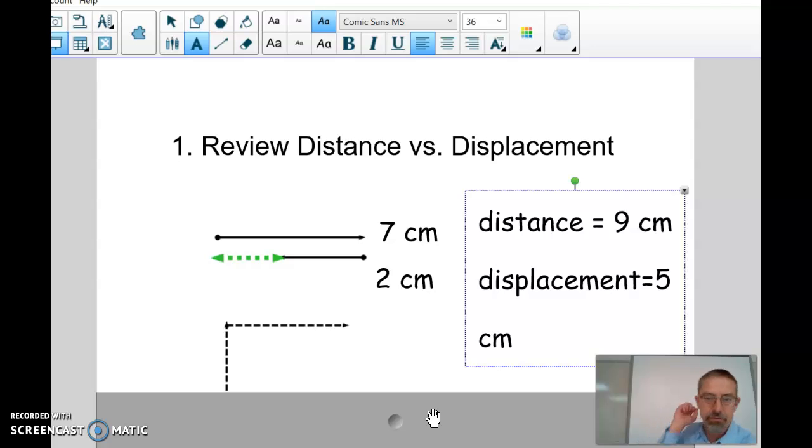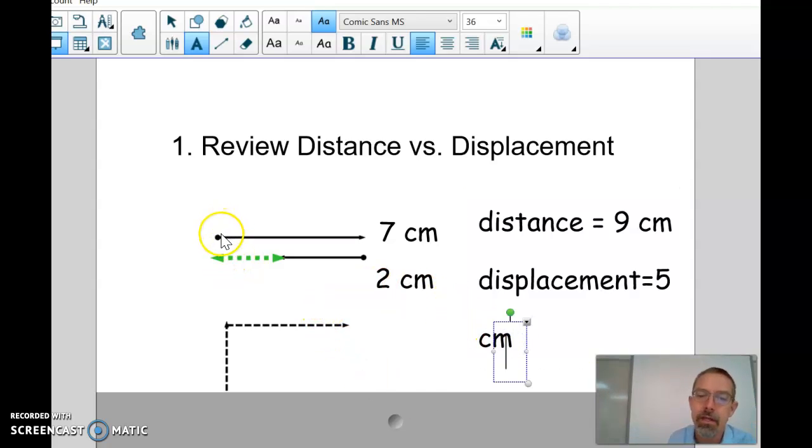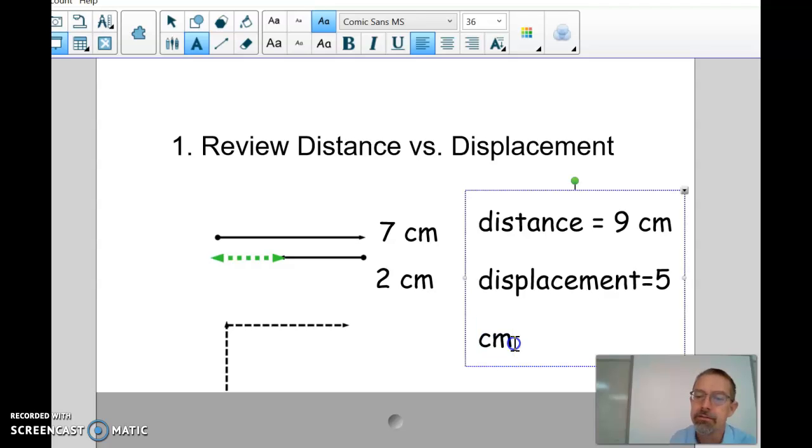Now another thing that's true about displacement is that it includes a direction. So this ended up being 5 centimeters, and the direction that I used said that it was east. So I'm going to include that as part of my answer.